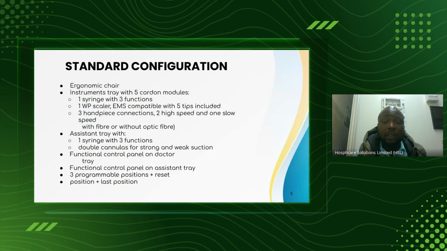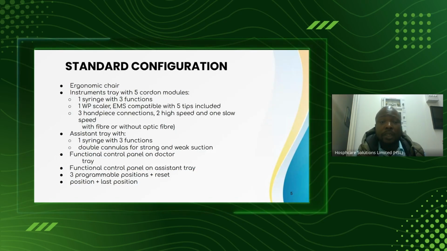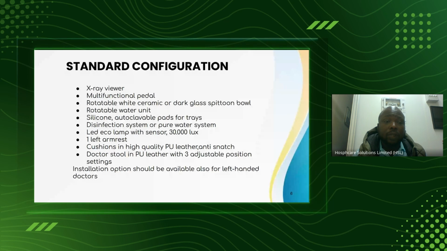The 5 cordons is from the 3-way syringe to handpieces to scaler, the cords that have been attached with the delivery system. Similar here, X-ray viewer, foot pedal, the ceramic bowl, everything as mentioned already here. The cushion is what I've said, the upholstery where the patient sits on.